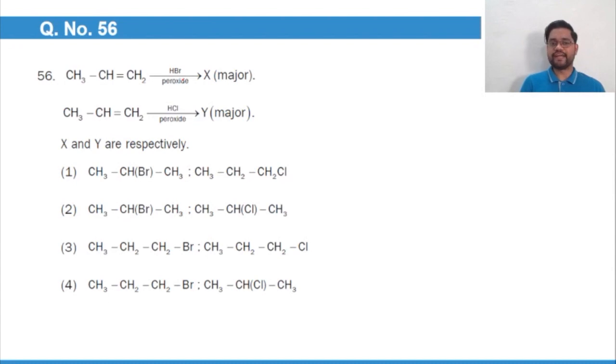56, peroxide effect or anti-Markovnikov's rule, negative part to carbon containing more number of hydrogen. HCl in peroxide is again Markovnikov's rule. This is AMR, anti-Markovnikov's rule, and this is Markovnikov's rule. So negative part to carbon containing less number of hydrogen, and the only option that fits in is option number 4, the right answer.